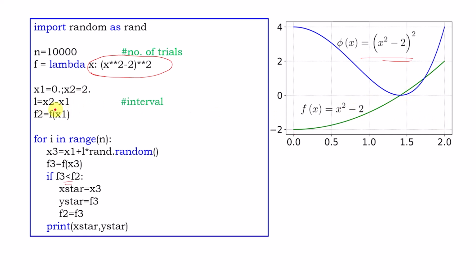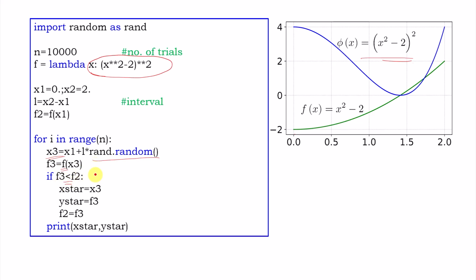And L is once again the interval x2 minus x1, and f2 is f at x1. Then I go in the for loop and I calculate this x3 by generating this random number and then scaling the random number between x1 and x2. So this random number gives me this random location x3, and I find the value of this function f at that random location.